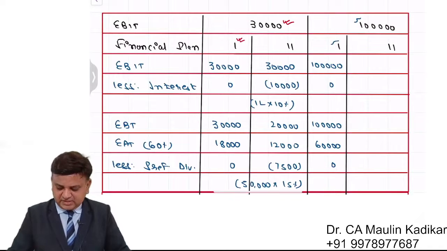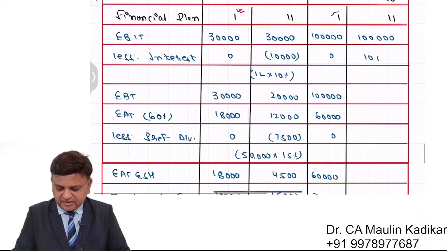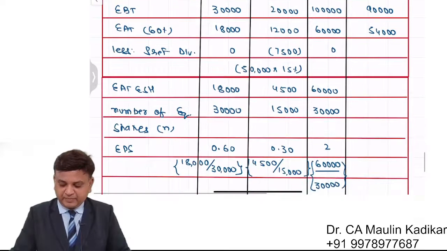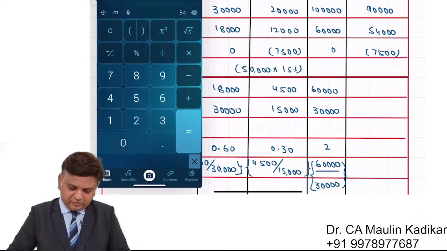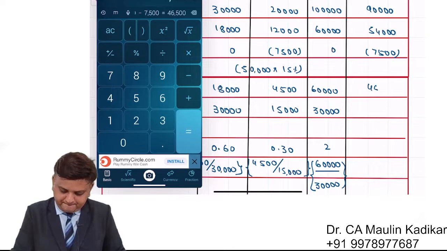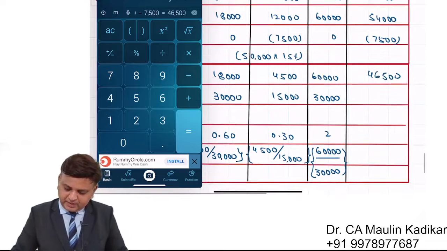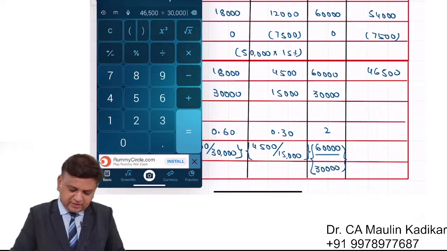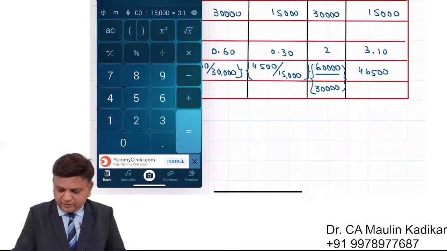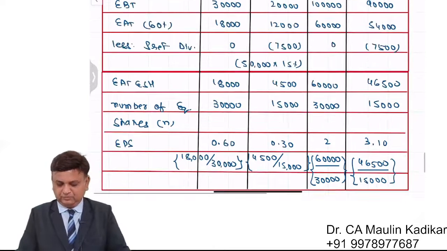For 1 lakh and plan 2, the answer is like this. 1 lakh, interest same 10,000, EBT 90,000, EAT 54,000, preference dividend 7,500. So 54,000 minus 7,500 is 46,500. Divided by number of equity shares 15,000. So that gives the EPS of 3 rupees 10 paise. 46,500 upon 15,000. Please write down the answer.